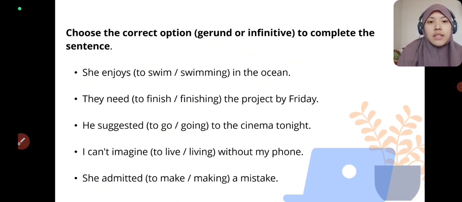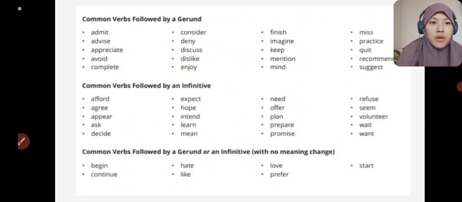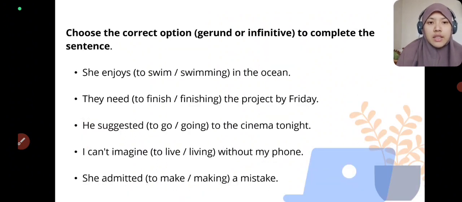Next, they need blah blah blah the project by Friday. We have to finish or finishing. Let's check. Need. Where is it? Yes, it's a common verb followed by an infinitive. So the answer is they need to finish the project.